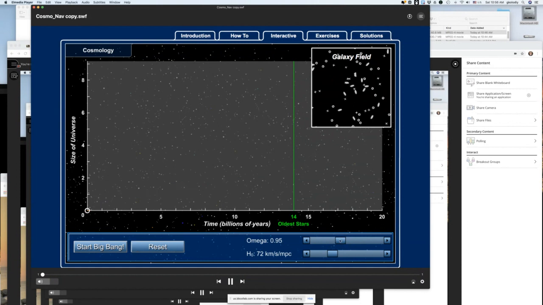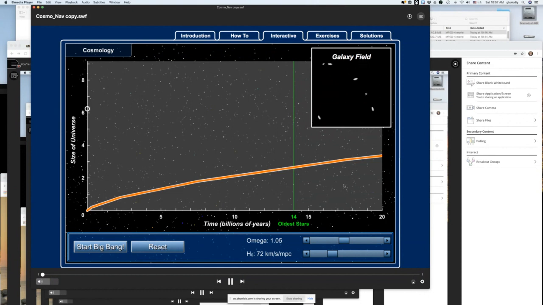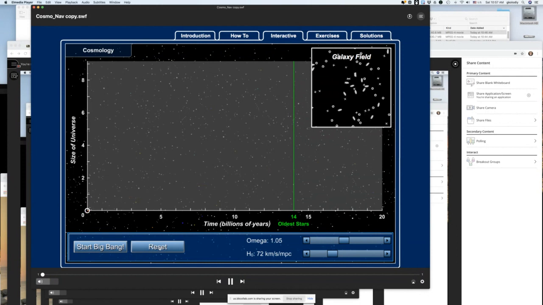For example, let's make this a little more than 1, like 1.05. Let's reset it and start the universe again. Now you can see it does collapse, but the lifetime of the universe is going to be more than 20 billion years, probably double that or so. Let's reset that.